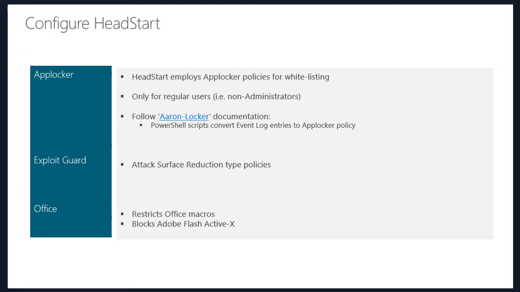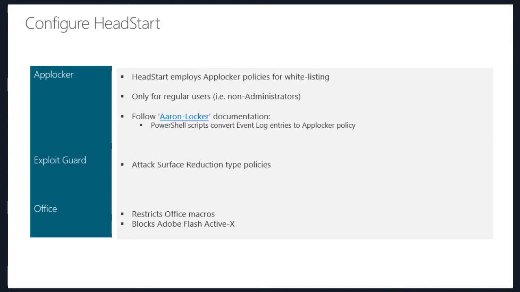More information and a recommended AppLocker strategy can be found by visiting the AaronLocker link on this slide. This takes you to a site that is maintained by one of our esteemed Microsoft security colleagues, Aaron Margosis, and there he documents a way of using PowerShell to enumerate the AppLocker event log entries and automatically convert them into AppLocker policies. So that reduces a lot of the work and is well worth a look.